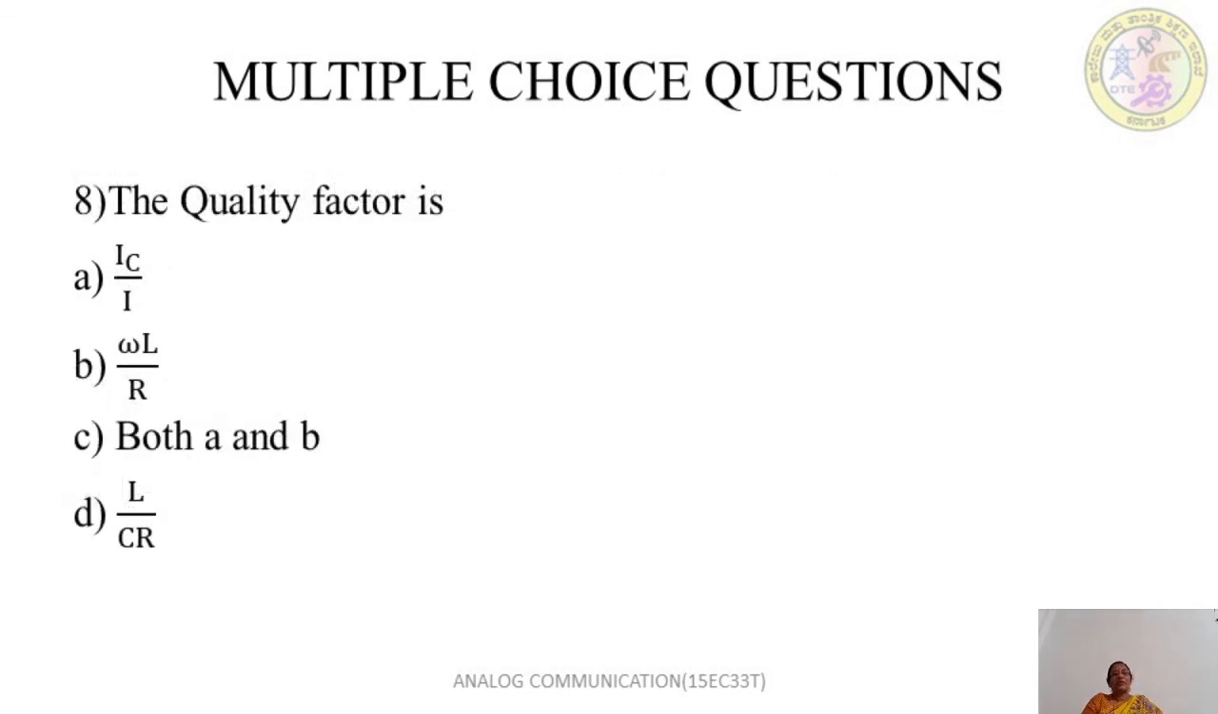The quality factor is A, IC by I; B, omega L by R; C, both A and B; D, L by R. That is the quality factor, Q factor. The answer is both A and B. It is IC by I, also omega L by R. Therefore, it is both A and B.